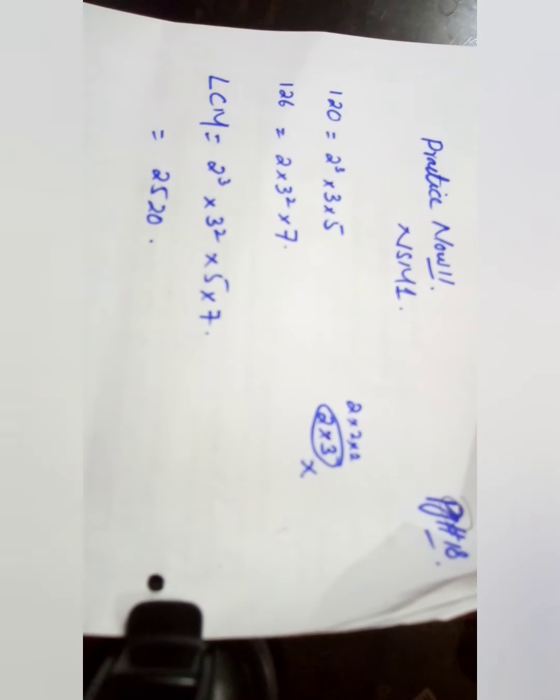So now move towards the third question of practice now 11. The third question of practice now 11 is: find the smallest value of n such that the LCM of n and 6 is 24. When we take the LCM of n and 6, the answer will be 24. One thing more: the smallest value means that they are divided as LCM. So let's start the question.